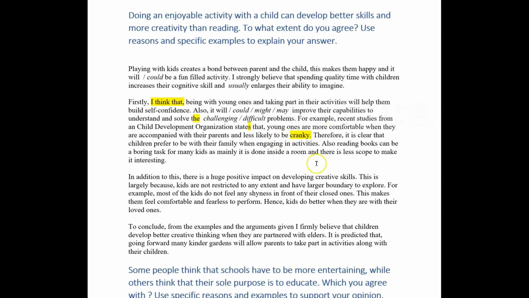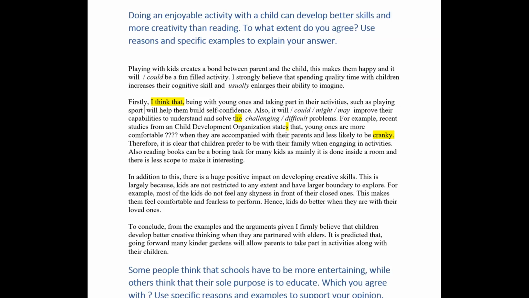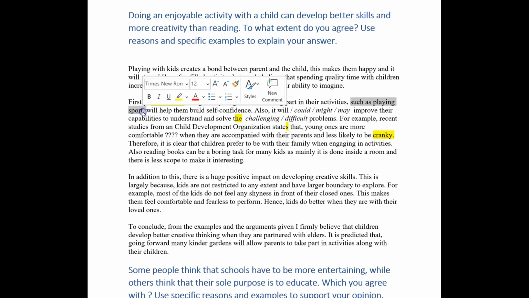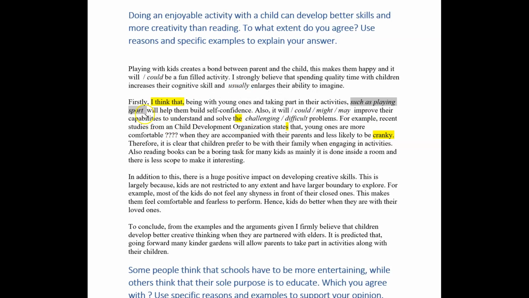Now, you say more comfortable, but more comfortable doing what when accompanied by their parents? I'm going to question that because comfortable doing sport, comfortable going to the park, you need to be more specific about what these activities are. You could have here "such as playing sport". So give an example here of what you mean. This helps you on the task achievement, like giving a full answer. That's why I'm questioning this, because I don't understand this coherence compared to "prefer to be with their family when engaged in activities".